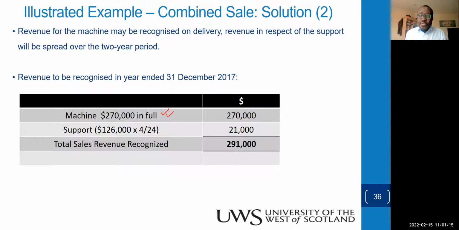But for the technical support, it will span over 2 years. So we need to recognize it according to the time frame. That's why I'm saying it is 4 months from September. So these 4 months, September to December, over the total 24 months, times the actual cost, 126. For the year 31st December 2017, this is what we should recognize as our total revenue. Easy, right? And then in the subsequent years, you will recognize the extra support that you have given to them as part of your revenue.